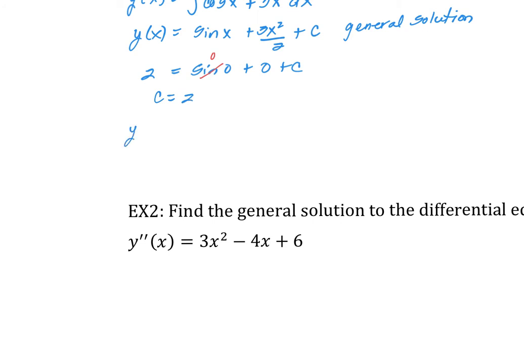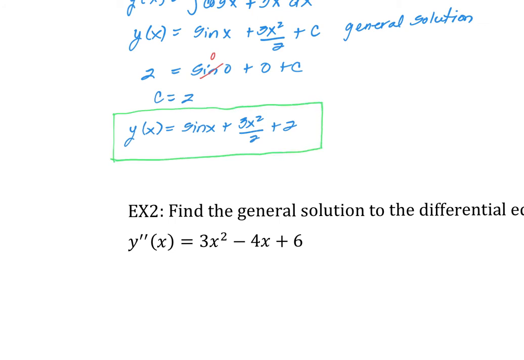Now my solution is y of x is equal to sine of x plus 3x squared over 2 plus 2. This is the solution given those initial conditions, or in other words, the solution to the initial value problem. So if you're given initial conditions, you can find a specific solution.